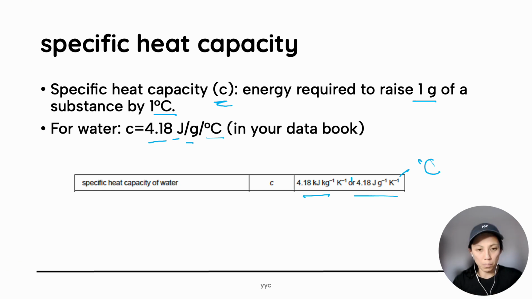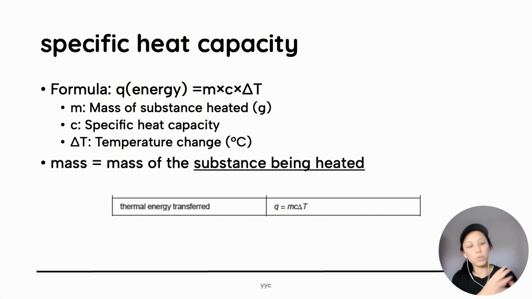Now, just be careful. Most of the time, we like to use it in those units, so joules per gram per Kelvin. But if you decide that you want to use it in kilojoules, make sure that the other unit in terms of the mass is in kilograms. So don't mix them up. Cool? All right. So how do we apply specific heat capacity to actually calculate energy change?